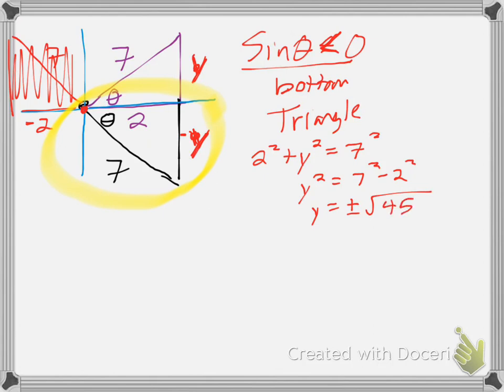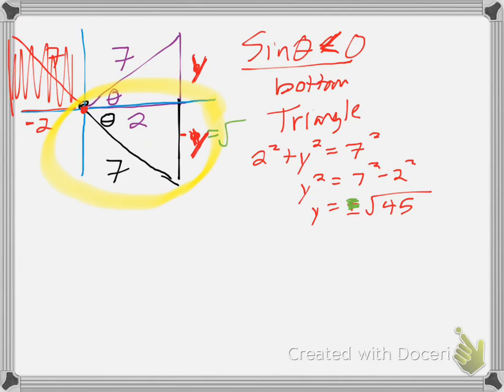We'll simplify that a little bit, but you realize it says plus or minus because it could have been both of these values. Both of them are possible. But we were given a clue in the beginning that says we have to focus on that bottom triangle rather than the top one. So we're going to cross out the positive and stick with the negative square root of 45. That's our other side.